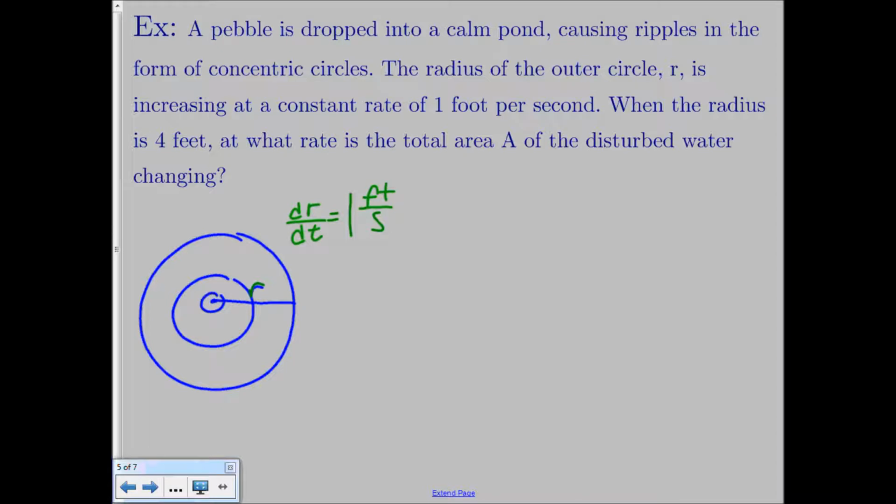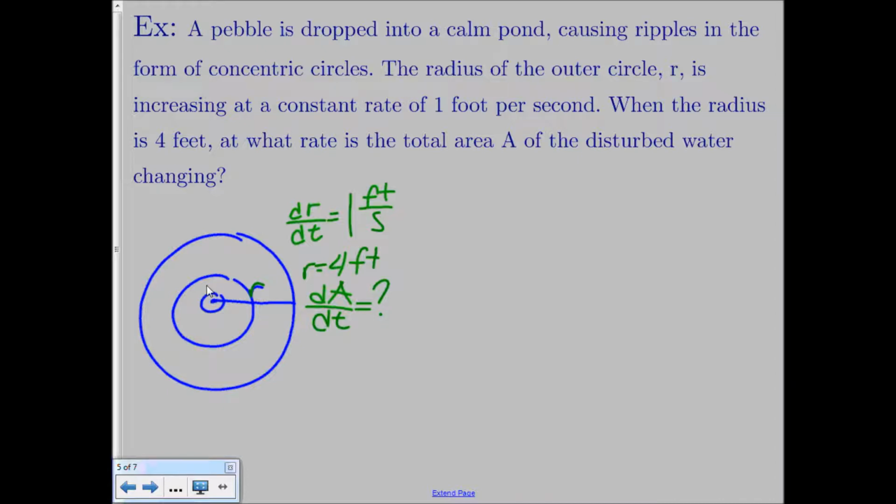So when the radius is 4 feet, so when my r is equal to 4 feet, I want to know what the rate of the total area of the disturbed water is changing. So in other words, I want to know the rate of change of the area, or I want to know my dA/dt. So we have our picture drawn, and we have our knowns labeled and our unknowns labeled.